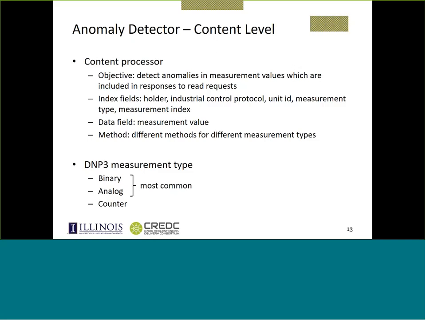Since we have different types of measurement here, we apply different methods for different types. Take DNP3, for example. There are three measurement types: binary, analog, and counter. Here we'll take binary and analog as examples, which are also the most commonly seen measurement types.